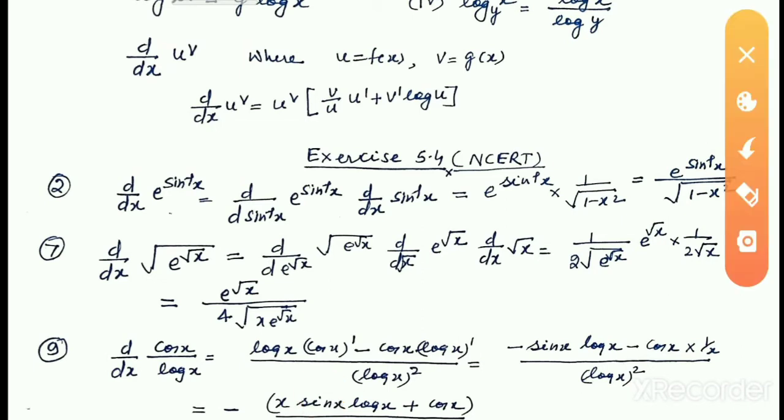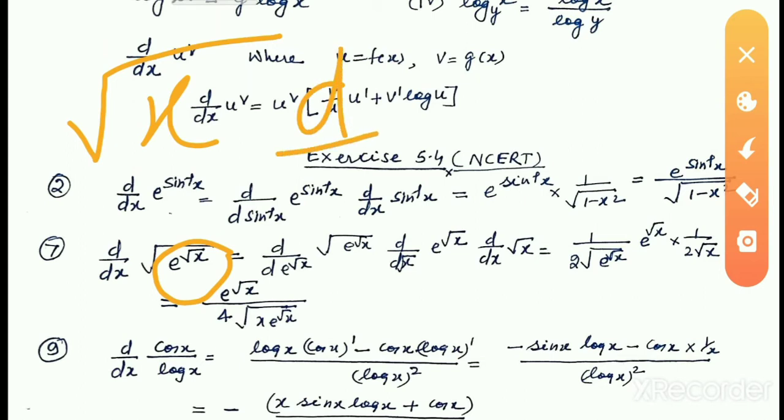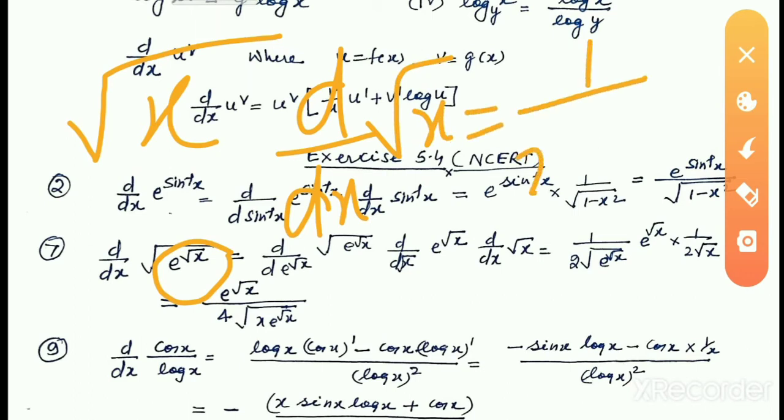Now question number 7, d by dx of e raised to the power under root x. Now the basic problem is with this. In the first instance it looks like under root x, and I told you earlier d by dx of under root x is always 1 upon 2 under root x. Remember it.